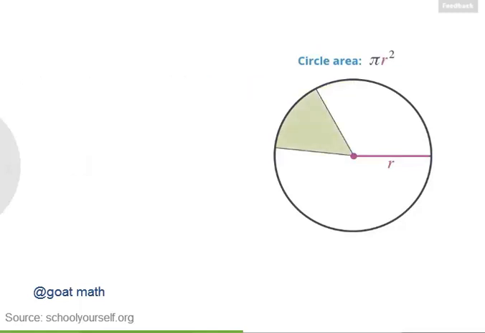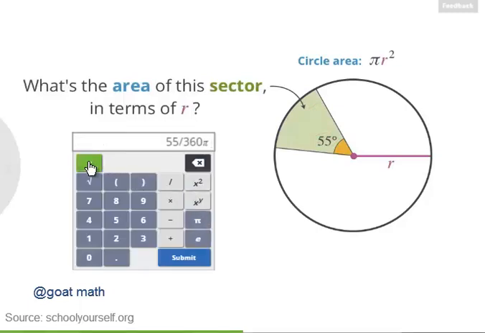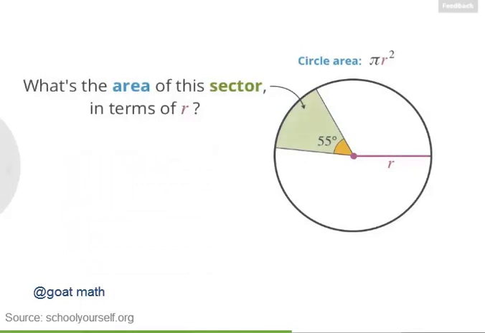Let's return to our sector whose central angle measures 55 degrees. What's the area of this sector in terms of r? Nicely done. To find the area of this sector, we can start by dividing 55 by 360. So this fraction is how much of the circle the sector represents. And to find the area of the sector, we can multiply this fraction by the area of the entire circle, pi r squared. So for a circle with radius r, a sector with a central angle of 55 degrees will always have an area of 55 over 360 times pi r squared.